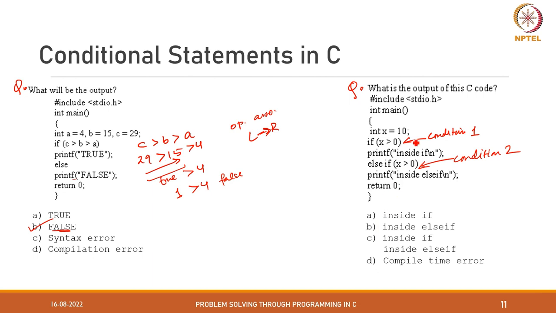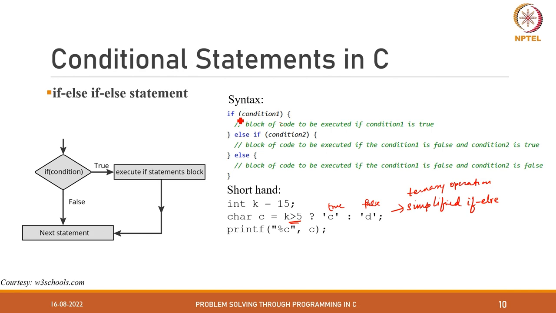But here, let me just go back one. Just see what has been written in the comments. If condition 1 is true, this block of code will be executed. Now, the block of code after the else if statement will be executed only if condition 1 is false and condition 2 is true.